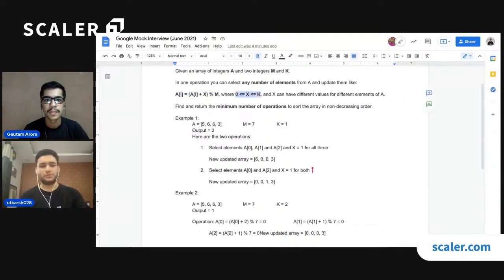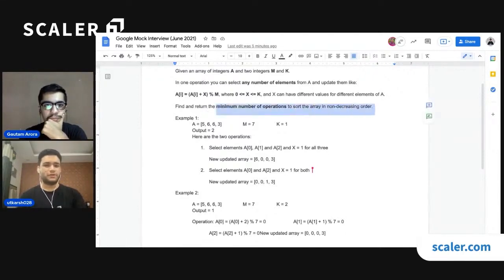It's up to you what you want to select as x, and x can have different values for different elements. So if you select two elements, you can keep x equal to 3 for one element and x equal to 5 for the second element, if k is greater than or equal to 5. The goal is to find the minimum number of operations to sort the array in non-decreasing order.